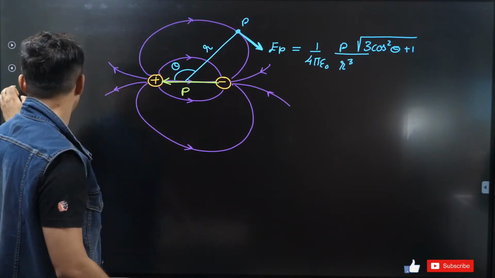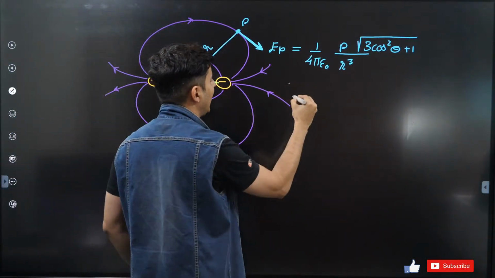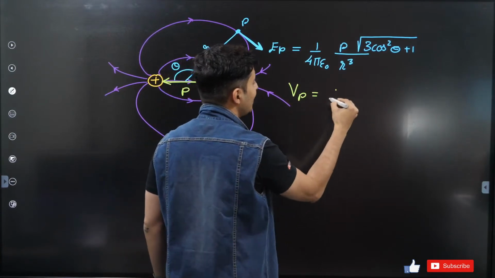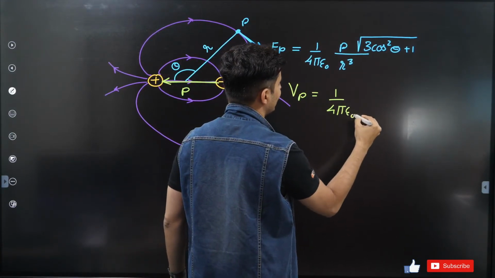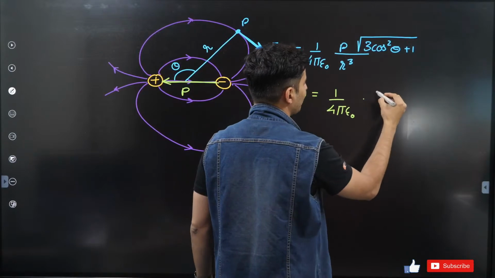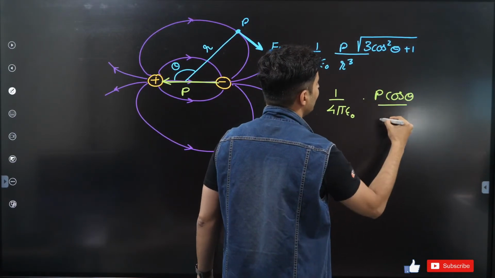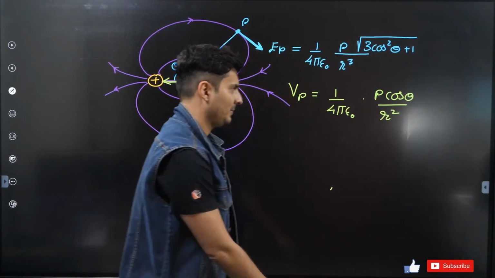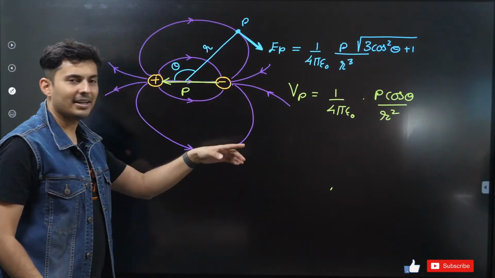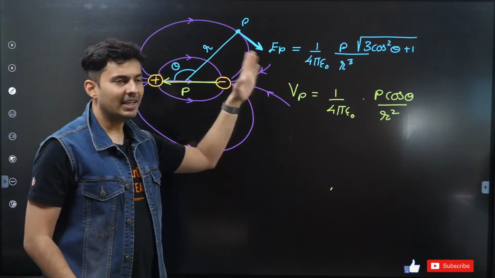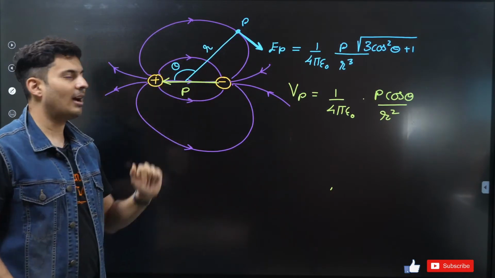Not just that, you can also find the potential at that point. The potential at that point, believe me, is just 1 by 4 pi epsilon naught, times P cos theta divided by R square. P is the dipole moment, R is the distance from the center, and theta is the angle made by the position with the dipole moment.